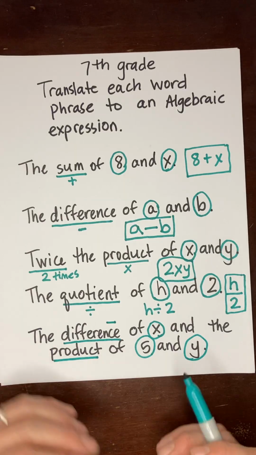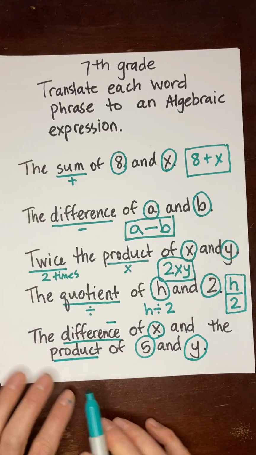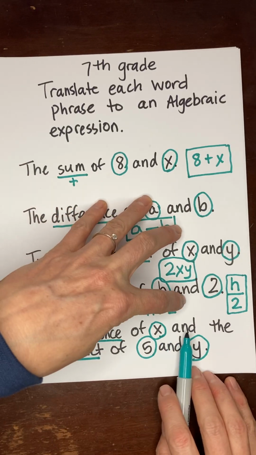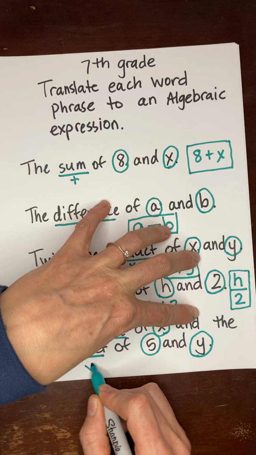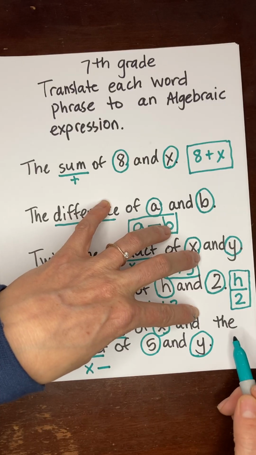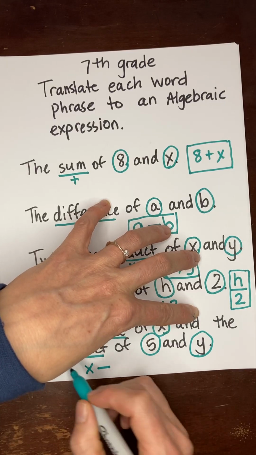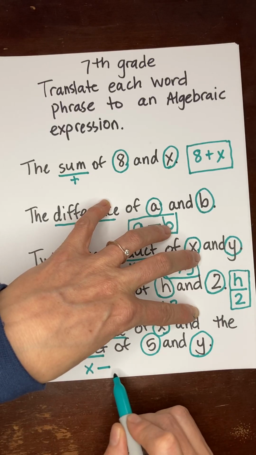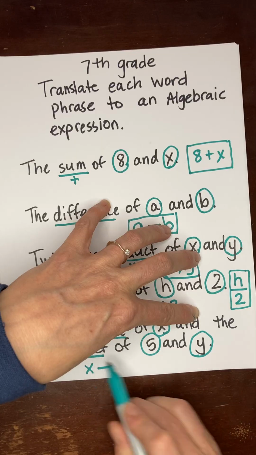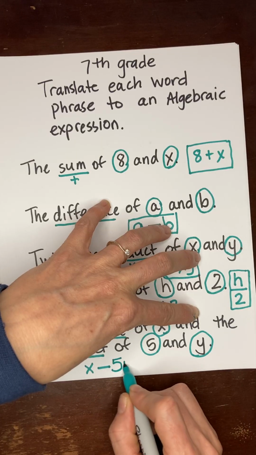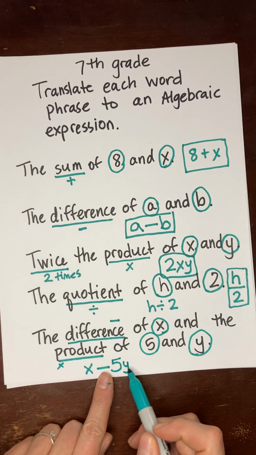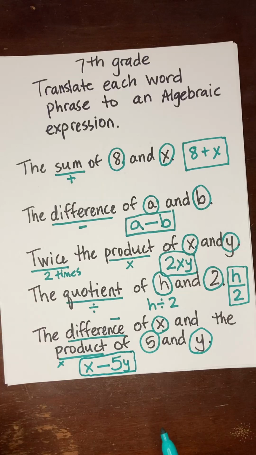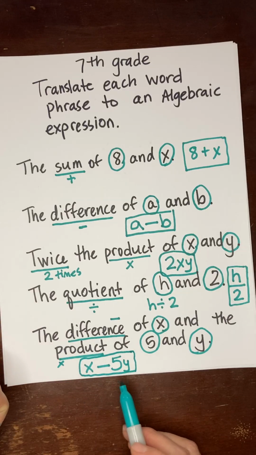Figuring out what order to do things can sometimes be tricky, but I'm going to break it apart here. I've got the difference of X and, so I'm going to have X minus something. And what am I going to minus? The product of 5 and Y. Well, product tells me to do multiplication, so not an X, but a times. So X minus, I want the product of 5 and Y. So 5 times Y, and in algebra, side by side means multiply. So my algebraic expression of that word phrase is X minus 5 times Y.